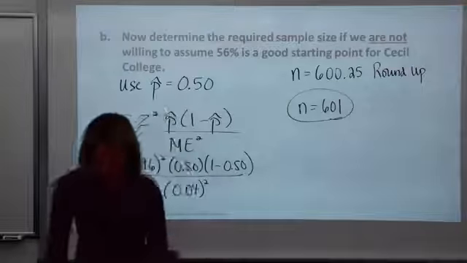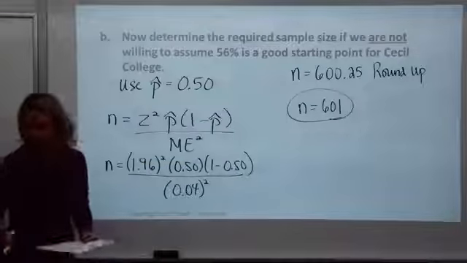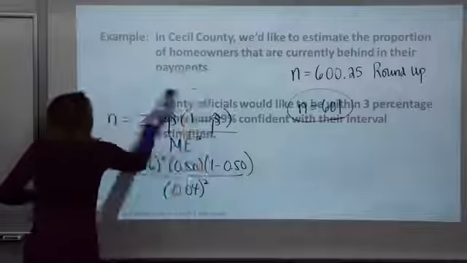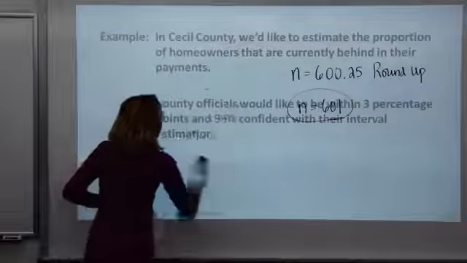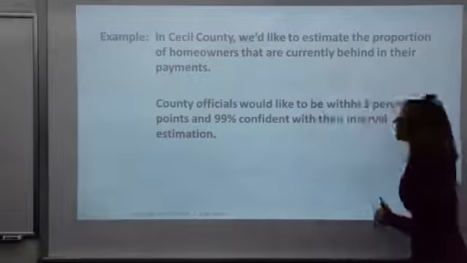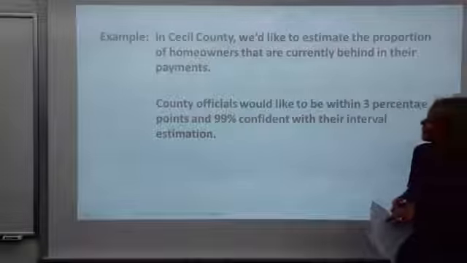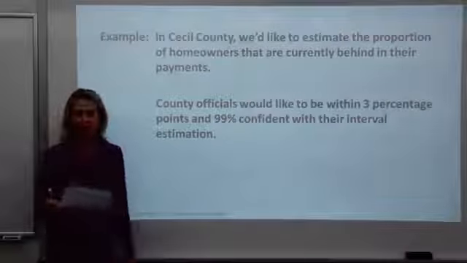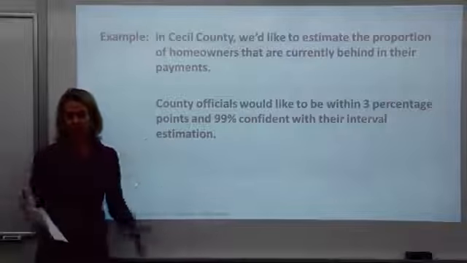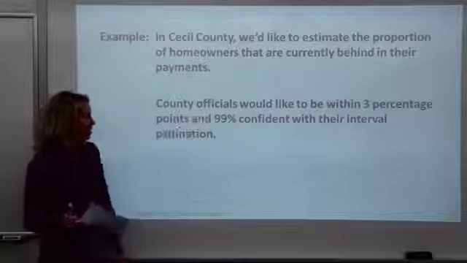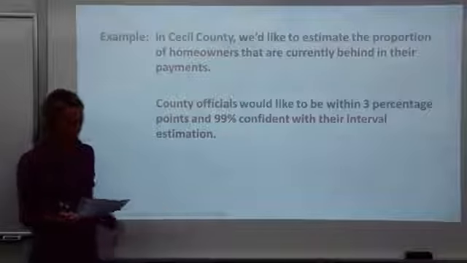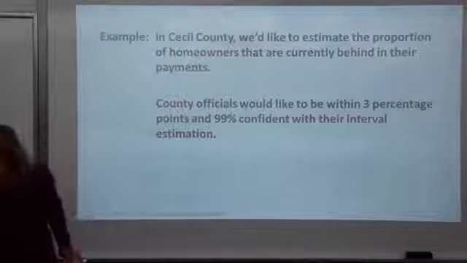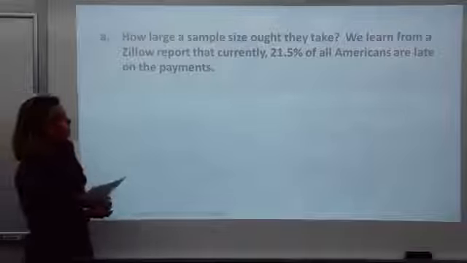All right, I think we've got one more example to cover. Maybe two. Nope, one more. So new example. In Cecil County, we'd like to estimate the proportion of homeowners that are currently behind in their payments. County officials would like to be within 3 percentage points with a 99% confidence interval with their estimation. So we're going to do parts A and B here with this one. How large of a sample size should we take?